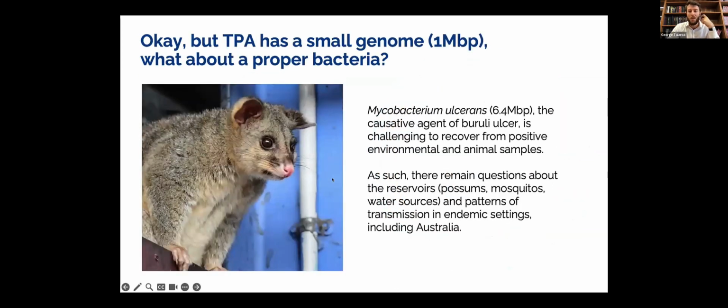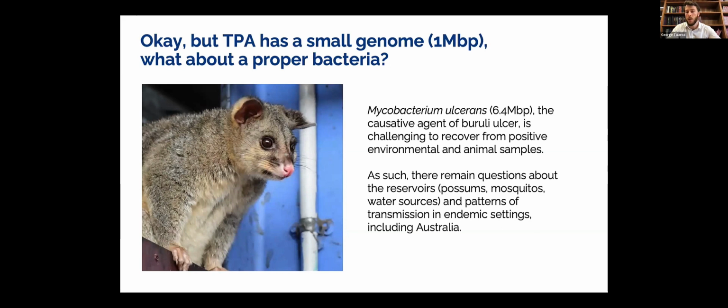And then lastly, and this might be a bit cheeky, but Treponema pallidum has a relatively small genome for bacteria. What about proper bacteria? And so in the last 6 to 12 months, we've been working on a panel-based approach for Mycobacterium ulcerans, which has a large bacterial genome size. It's 6.4 megabases, and it's the causative agent of a thing called Buruli ulcer. So this is a skin disease that is endemic to Australia as well as a number of places in sub-Saharan Africa and elsewhere. And we didn't have a good handle on what the reservoirs were in our setting.